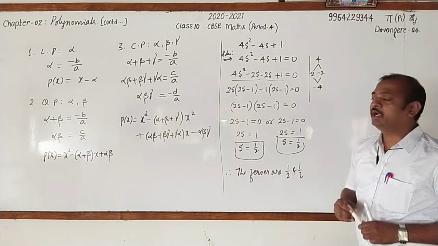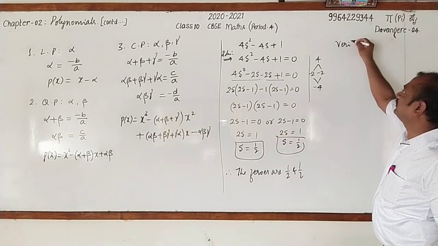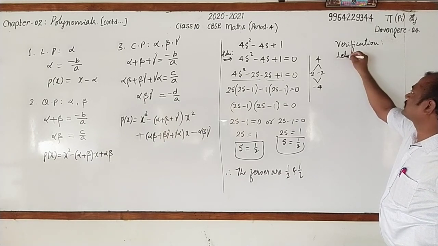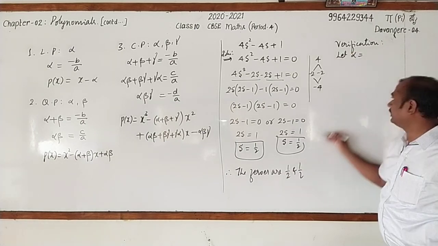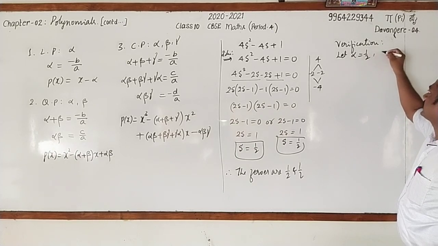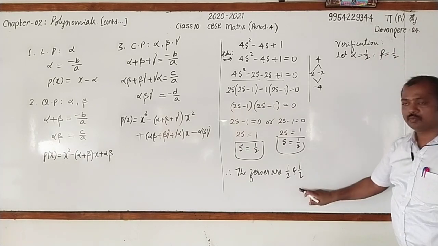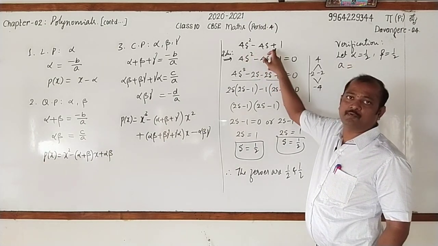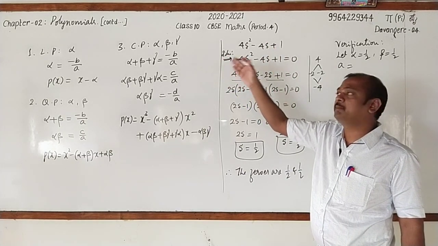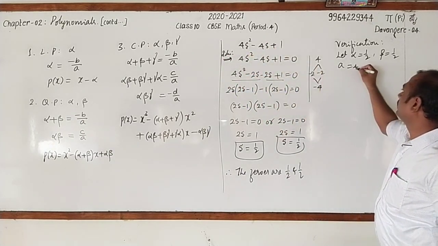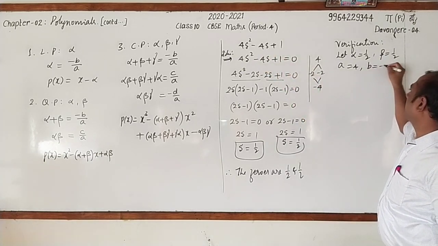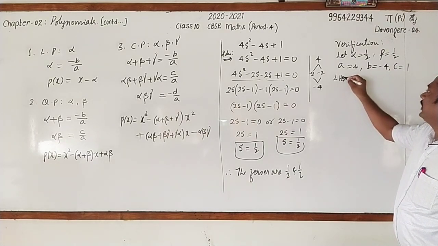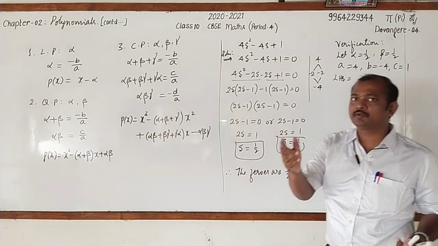Next, we had to verify the relationship between zeros and coefficients. For verification, I go for assuming the first zero as alpha, that is alpha equal to 1 by 2, and second zero beta, that is also equal to 1 by 2. Then the coefficients, observe it is in standard form. Go for writing the values of A, B and C. A is 4, B is minus 4 and C is 1. Next, for verification, you may go for taking any one of the two statements.